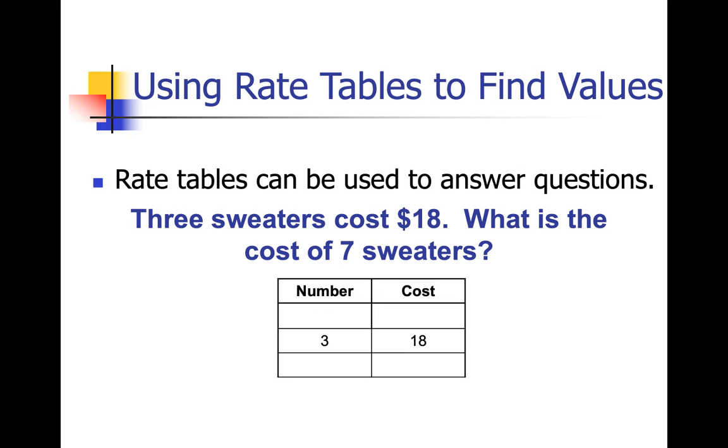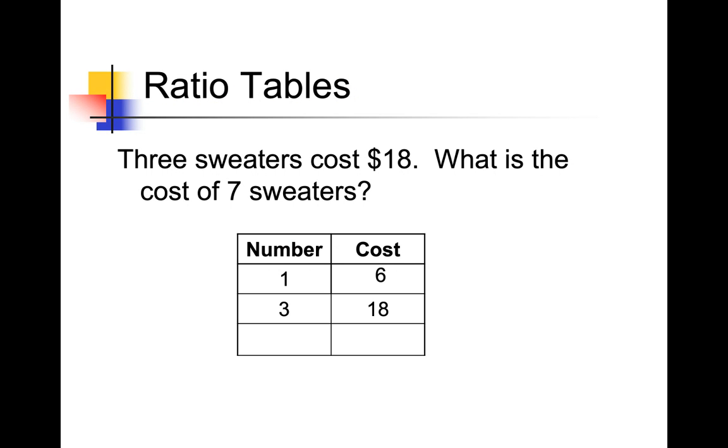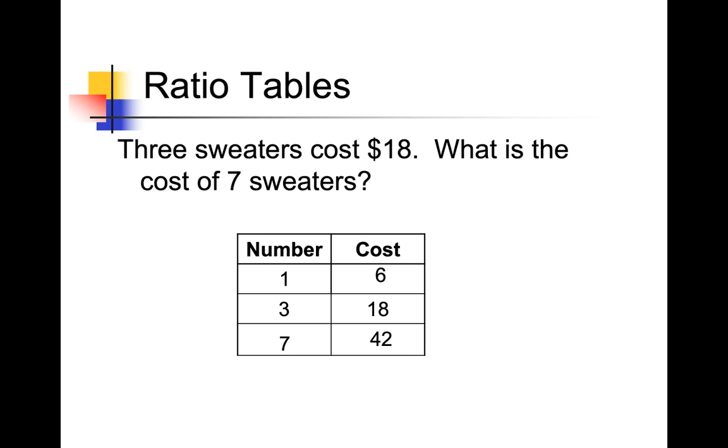Well, if I use this rate table, I know that 3 sweaters, that's the number of sweaters, costs $18. This represents my dollars. So if 3 represents 18, how can I use this table to help me out? Some of you already probably thought about it. If I know that 3 is 18, then I know that 1, which would go up here, costs what? $6. And if I know that 1 costs $6 and I need to know how many 7 cost, well, guess what goes in here? Exactly, 7, which ends up giving me $42, right? Which means that 7 sweaters cost $42.